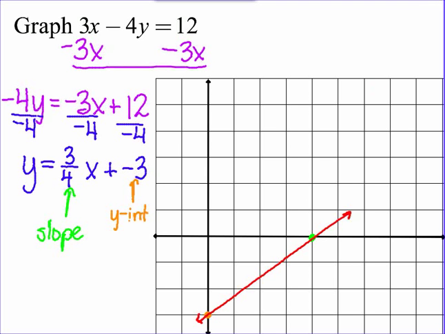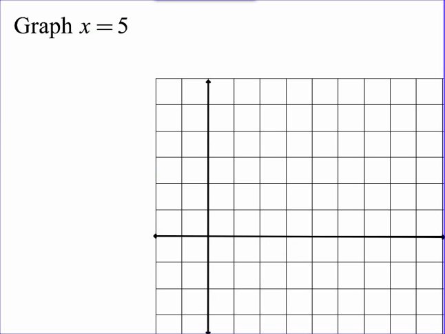Now, are they all going to be like that? Hopefully. No. Now it says to graph x equals 5. This isn't going to be a diagonal line. I'm going to start here at the origin and go to where x equals 5. So where do I go from the origin? 5 to the right. Whenever you get an x equals or y equals, it's going to be a horizontal or a vertical line. So is this a horizontal line or a vertical line? Vertical.